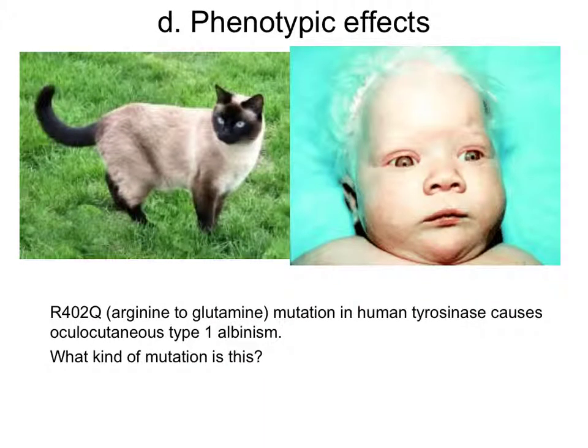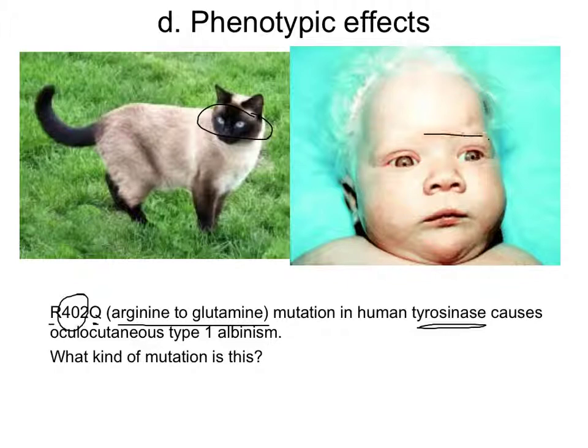All right, let's use some of these terms that we've learned. Let's think about a mutation in tyrosinase, in humans or other animals. As shown here on the left, we have a Siamese cat. Siamese cats have very characteristic blue eyes associated with that breed. That in Siamese cats is a result of having a mutant form of tyrosinase where there is a single amino acid change. At the 402nd amino acid, an arginine has been changed to glutamine. That results in a particular eye color seen in Siamese cats. And this same mutation can occur in humans. In humans, it manifests itself as a condition called oculocutaneous type 1 albinism.